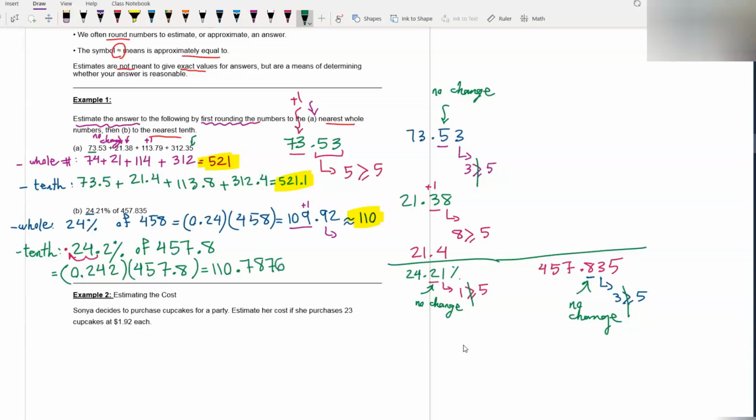110.7876. Again, we have to round to the nearest tenth because it's asking to round to the nearest tenth to find the answer. This is the 10th place. To the right, we have 8, and that's greater than 5, so add 1. And the answer is 110.8. So that's the final answer for the 10th place.